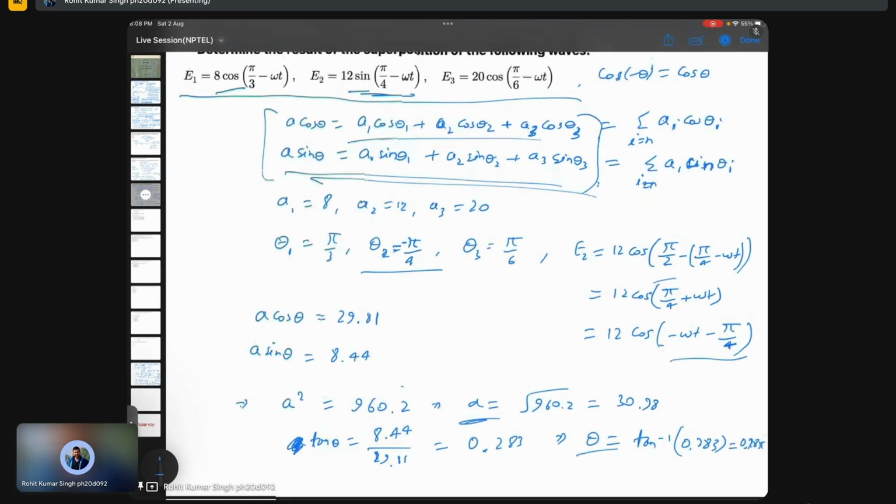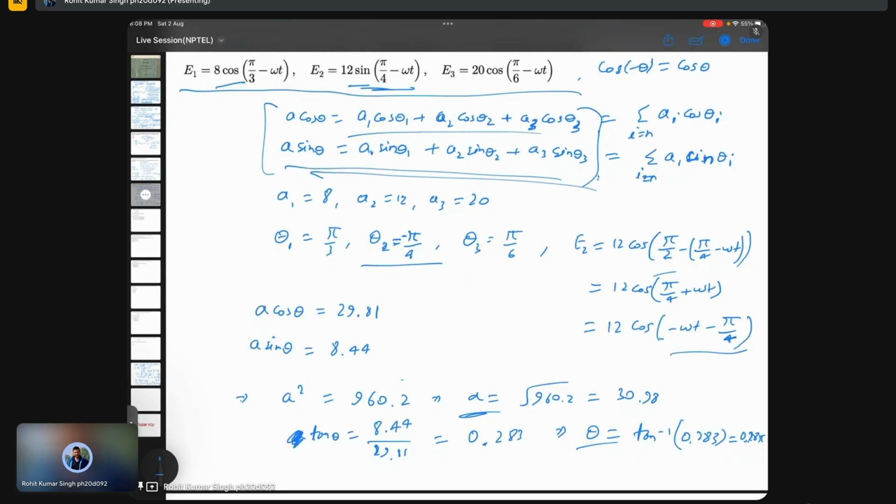Okay. So the resultant or superposed wave will be nothing but, you can write it like 30.98 cos of 0.28 pi minus omega t. So this will be the superposed wave. Okay. So here the tricky part was this sinusoidal function. Instead of cos function you have this sine. So that's why this theta 2 will have a negative sign, because you have to convert it into a cos using the pi by 2 shift.